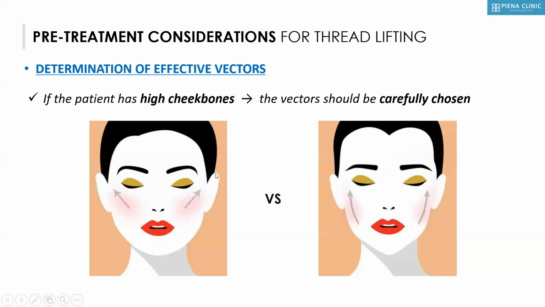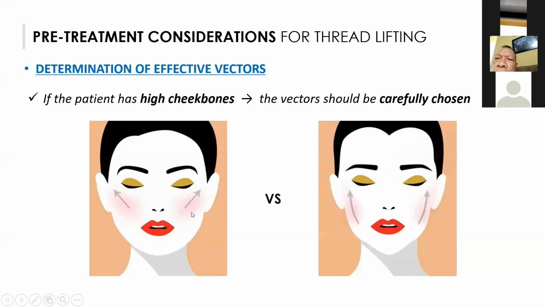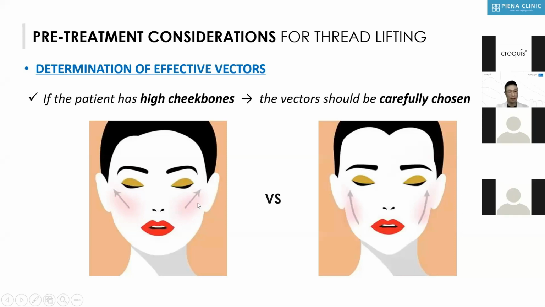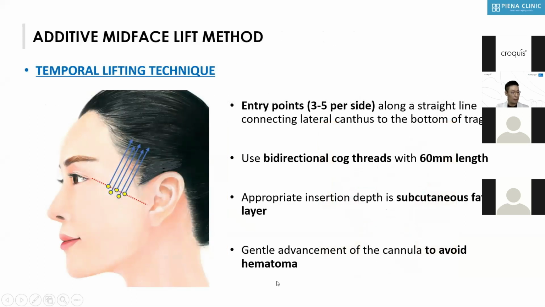Because if you choose the vector with 45 degrees, the thread will probably pass along the zygomatic edge. And lastly, this cheekbone will be more emphasized. So the patients will not be happy with the result. Temporal lifting is a useful way to prevent the widening of cheekbones while providing effective and natural lifting effect.